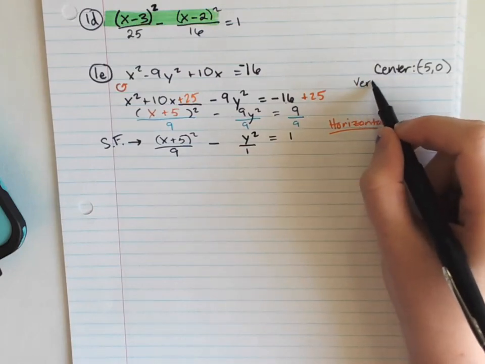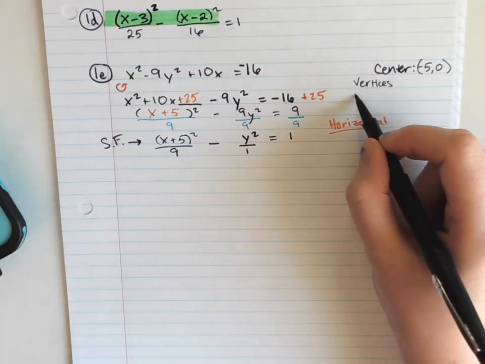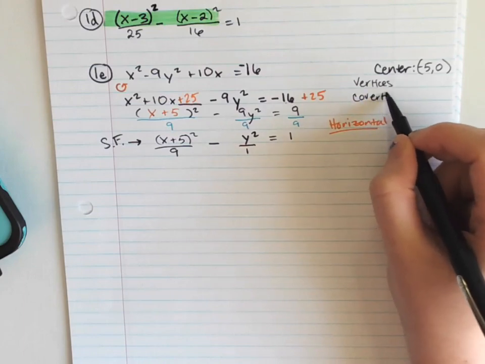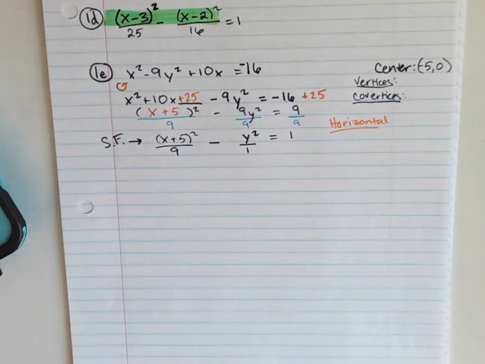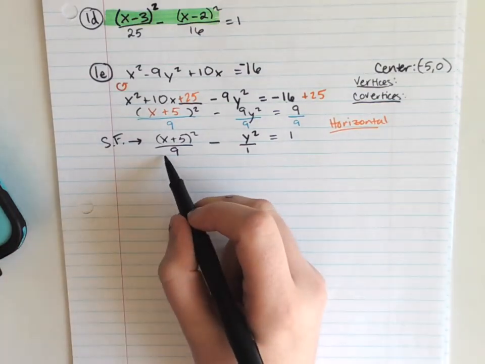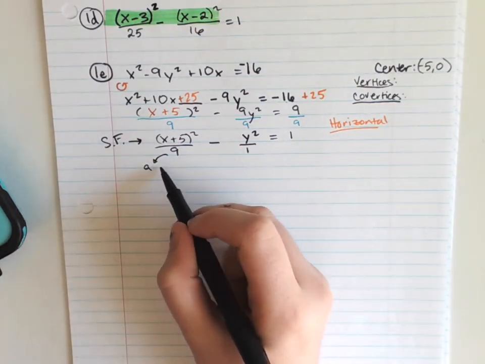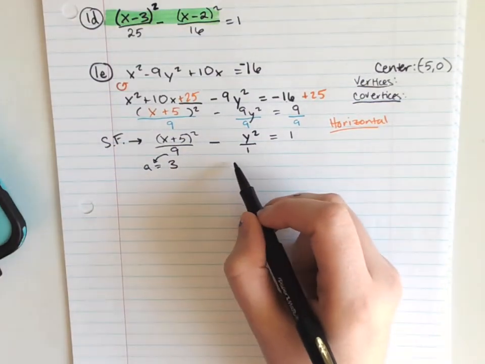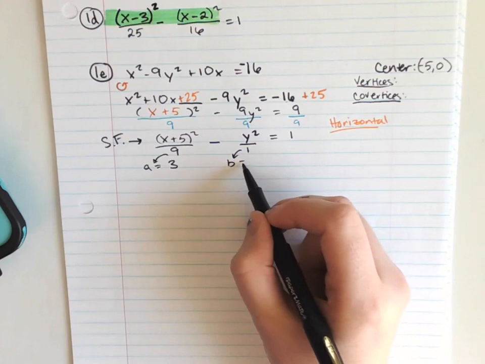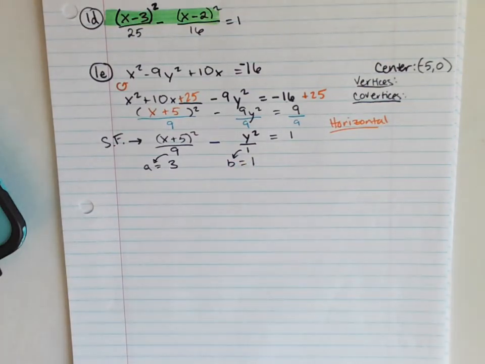My vertices and co-vertices are going to be dependent on my a and b. So if this is a squared, my a equals 3. If this is my b squared, my b would be 1.